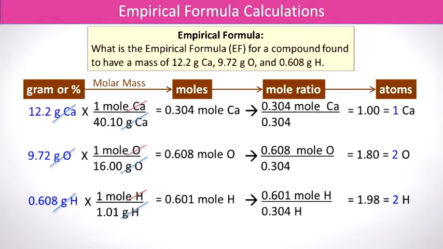We then take the moles obtained here for calcium, oxygen, and hydrogen and divide them by the smallest or the least number of moles. In this case, it's 0.304. So we have 0.304 divided by 0.304, 0.608 divided by 0.304 for oxygen, and 0.601 moles hydrogen divided by 0.304 as well. And when we do that, we obtain numbers that easily round to 1, 2, and 2. Therefore, our empirical formula for this composition is calcium 1, oxygen 2, and hydrogen 2.